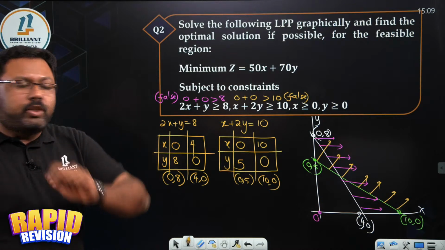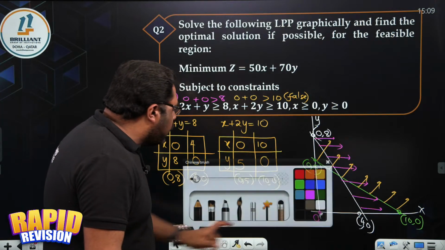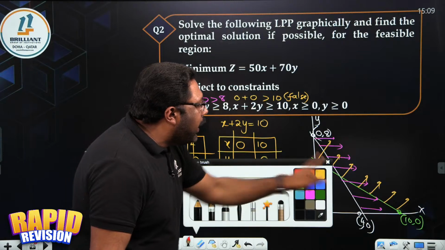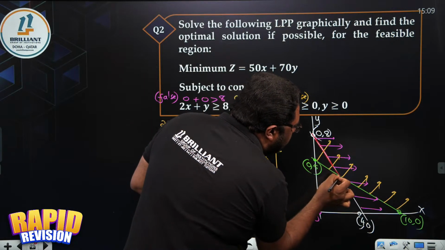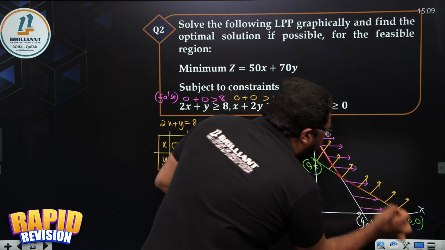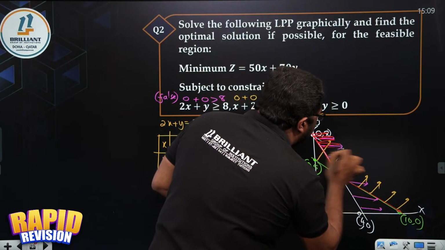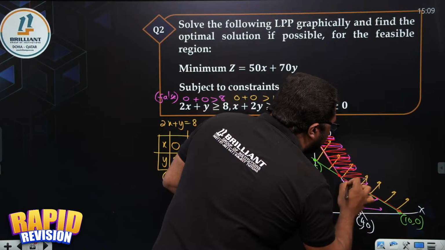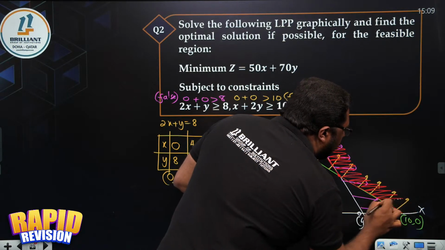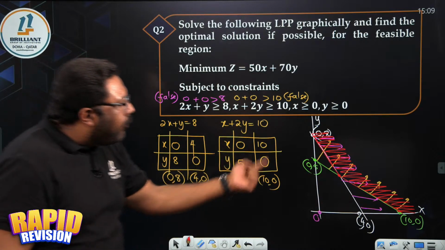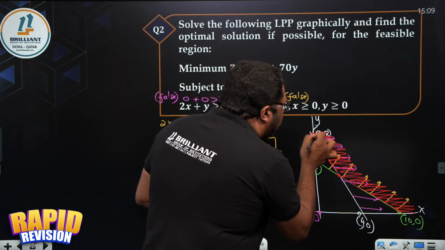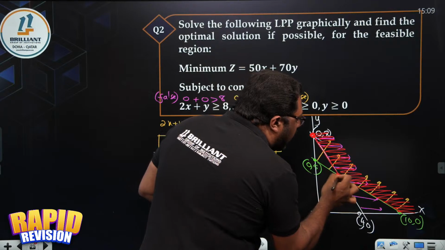The only region which should be visible is the optimal solution, or the feasible region which we need, where both the shadings coincide. And that happens in this red region over here. This should be properly shown in your graph. This is what is necessary to be shown. And you have to find the corner points of this feasible region.